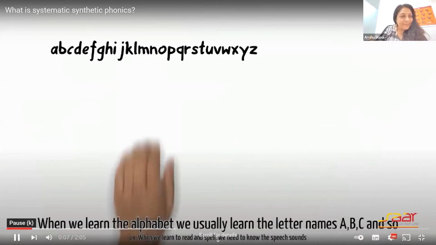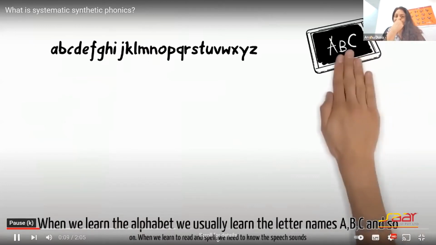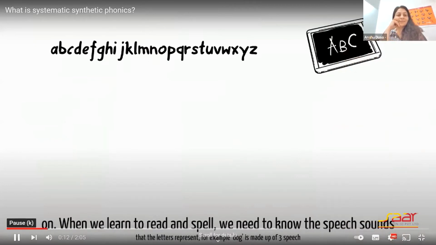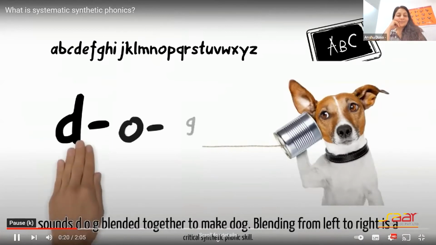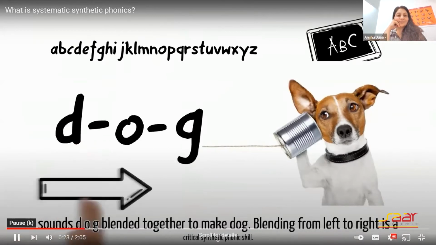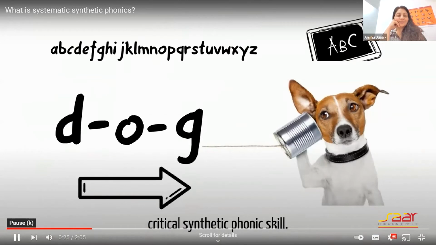When we learn the alphabet, we usually learn the letter names A, B, C, and so on. When we learn to read and spell, we need to know the speech sounds that the letters represent. For example, dog is made up of 3 speech sounds, D, O, G, blended together to make dog. Blending from left to right is a critical synthetic phonics skill.